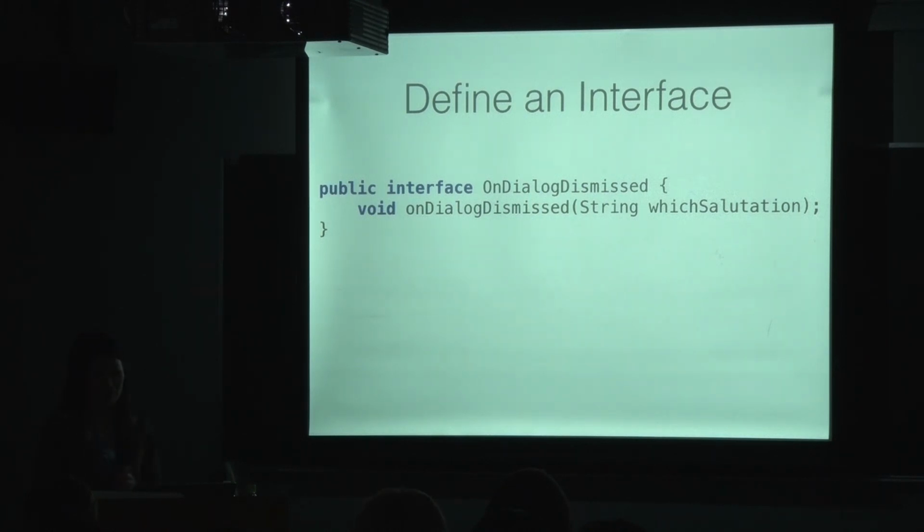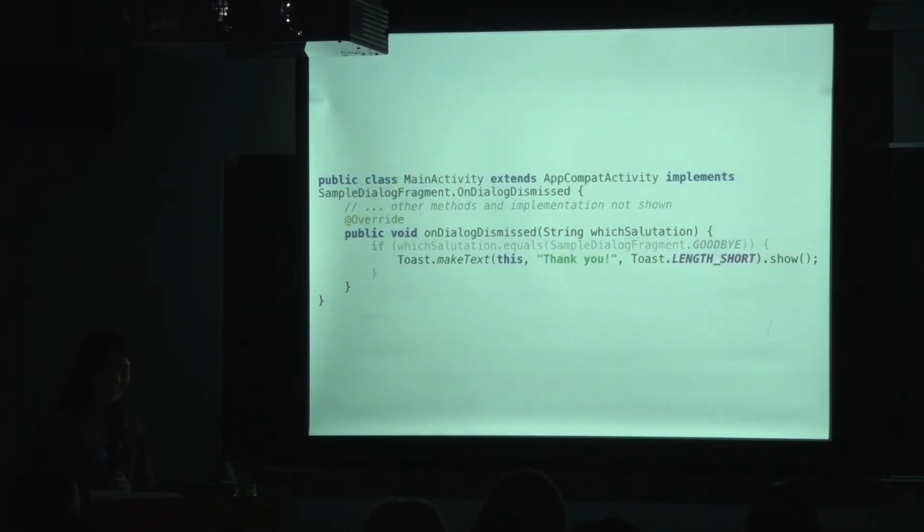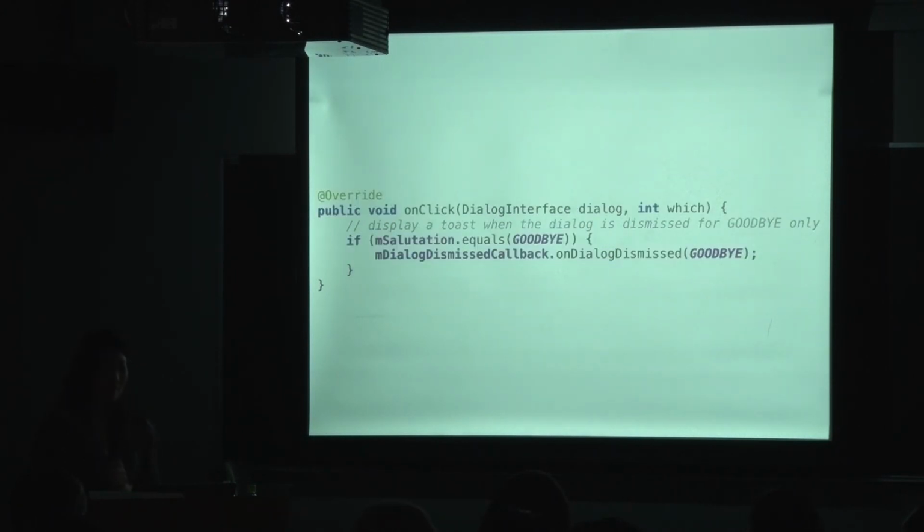In the sample project, I've defined this interface in the fragment itself. In your fragment, check that the parent activity is implementing the interface. And then add your interface method implementation to your activity. In my implementation here, I'm showing a toast that says thank you if which salutation is equal to goodbye. And then finally, add your logic to your click listener. Here I'm going to call my onDialogDismissed method to show my toast message if the required condition is met.